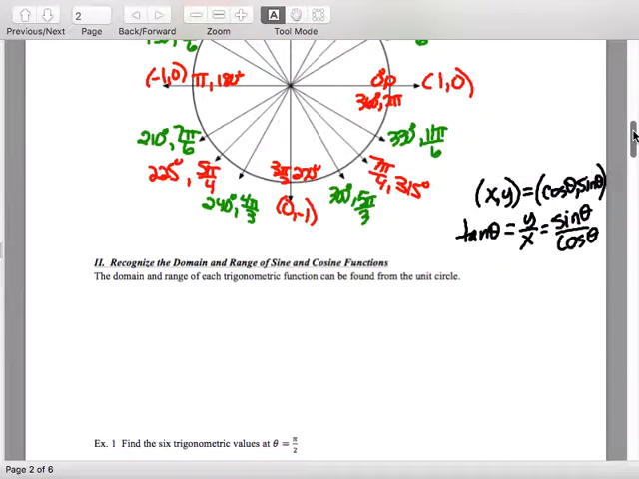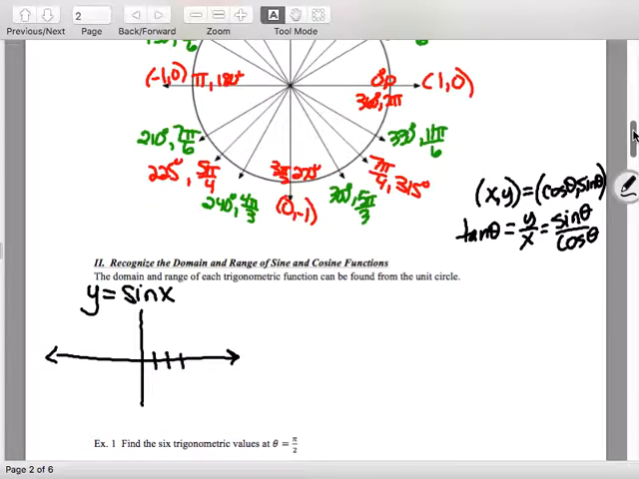All right, so in Roman numeral 2, recognize the domain and range of sine and cosine functions. So let's start with y equals sine x. And we know from last year that the period length of sine is 360 degrees, or if I'm going to pop it in radians now, that's 2 pi. And I want you to go ahead and make 4 ticks on the left, because I'm going to segue this back in a little bit.